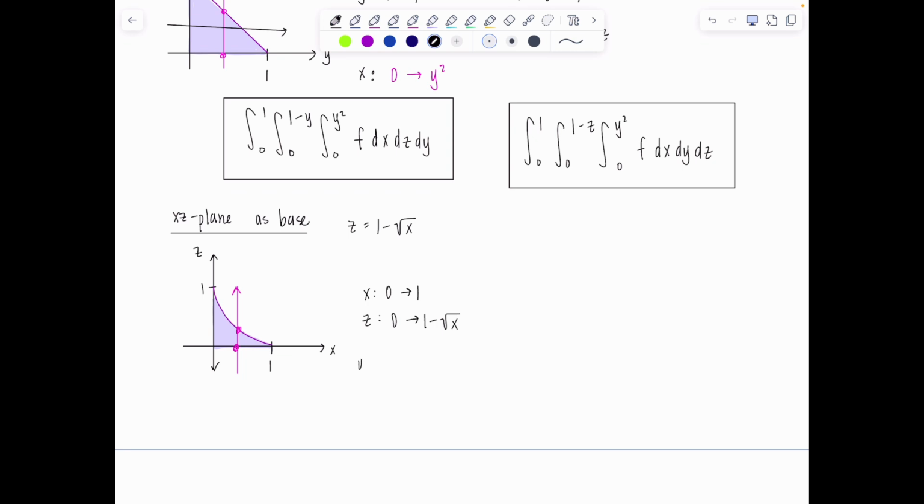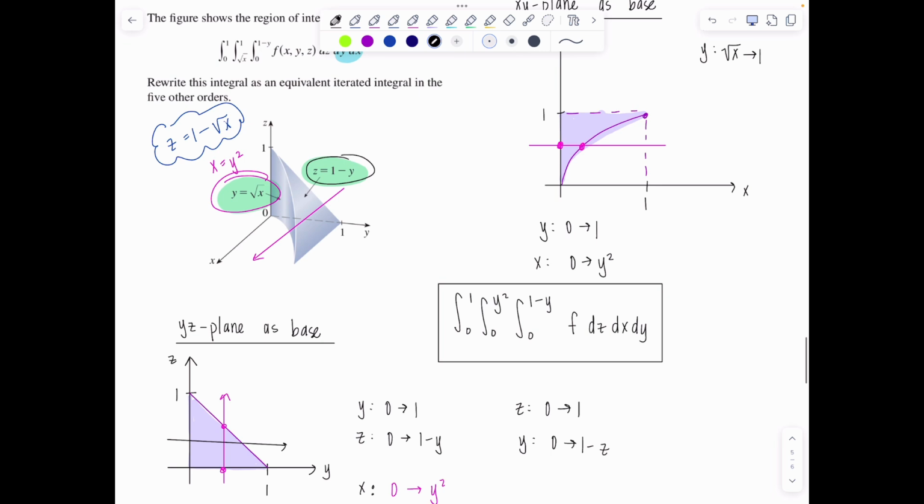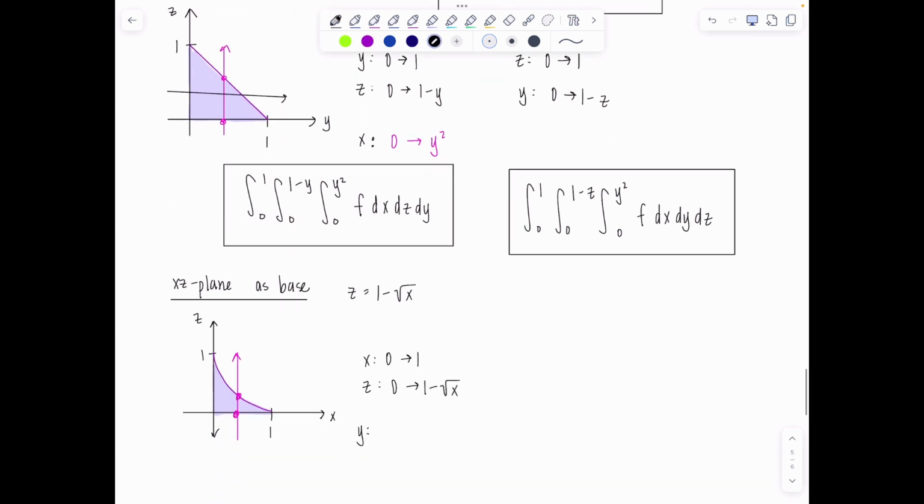And then limits for y, now we need to go to the 3D graph. Are you ready? I'm going to scroll up. So for y, imagine, shoot a bullet into the solid in the y direction, this way, okay? It enters at this surface, so y equals rad x, and it exits where? Y equals 1 minus z, right? So we're going to go from rad x to 1 minus z. Are we all right? Okay.